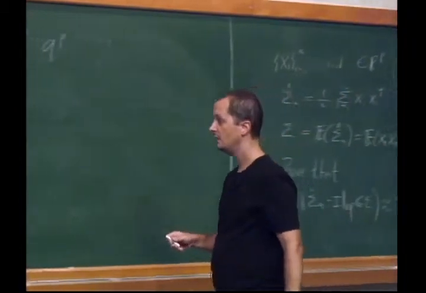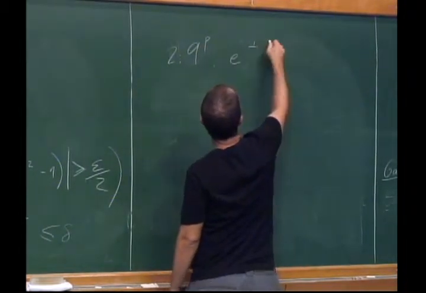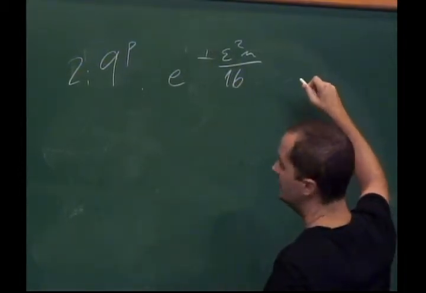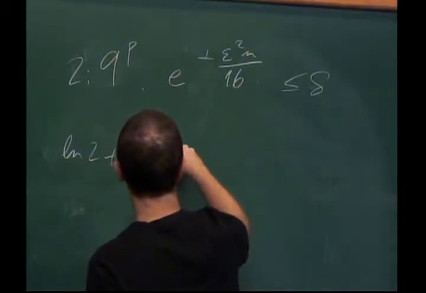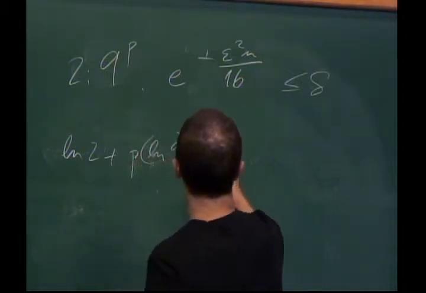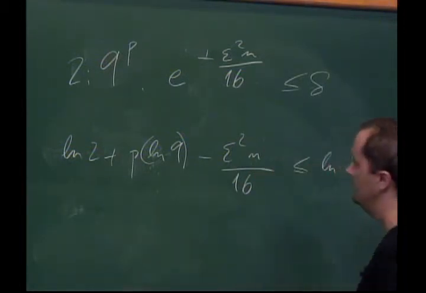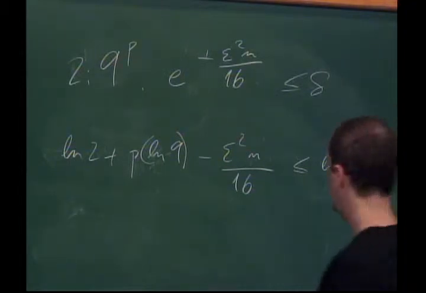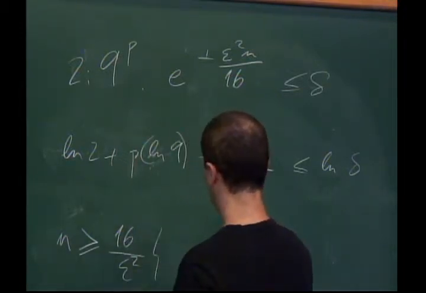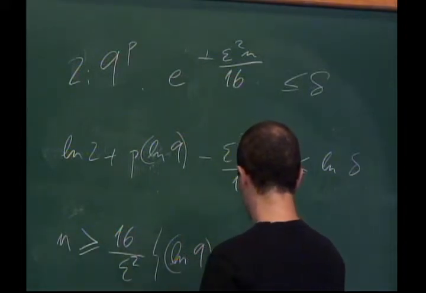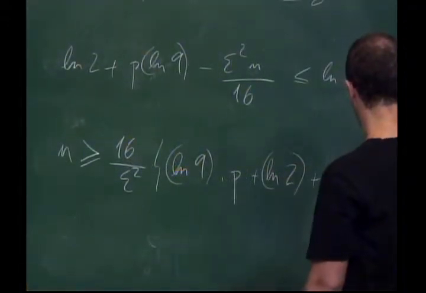with high probability? So you have 9 to the p, twice this, e to the minus epsilon squared n over 16 less than delta. So then you have log 2 plus p log 9 minus epsilon squared n over 16 less than log of delta. And then you can play around a little bit more. What you're going to get is this. So you need n to be larger than 16 over epsilon squared times log 9 times p plus log of 2 plus log of 1 over delta.